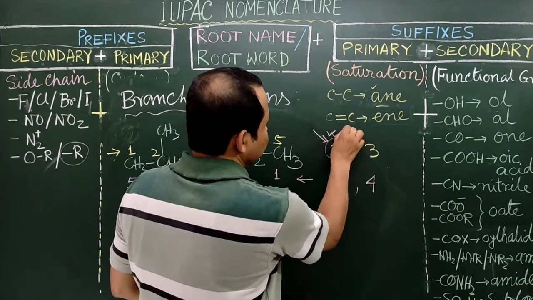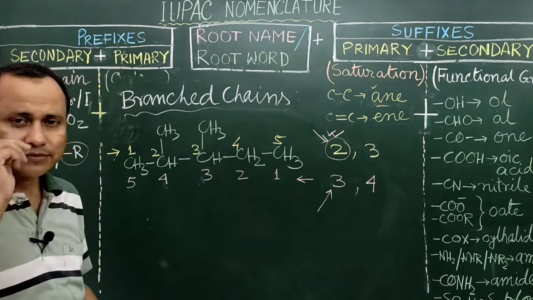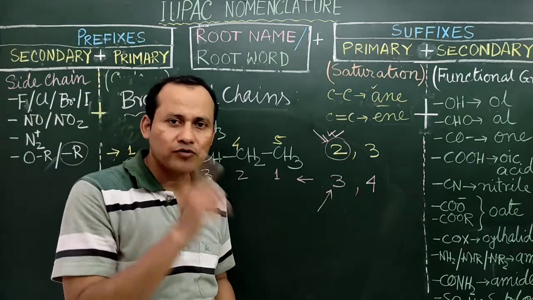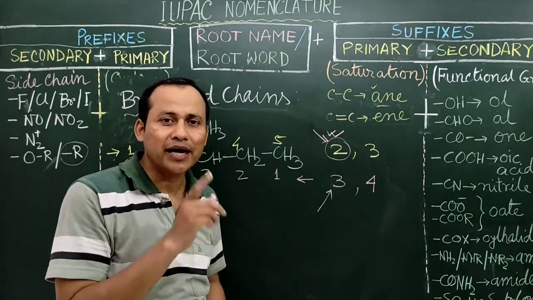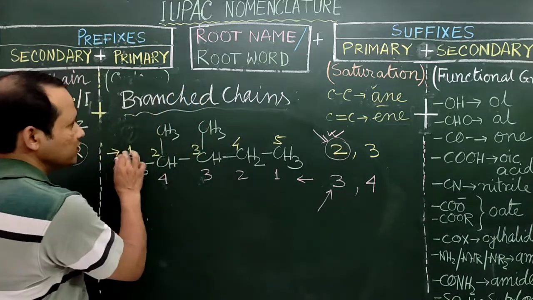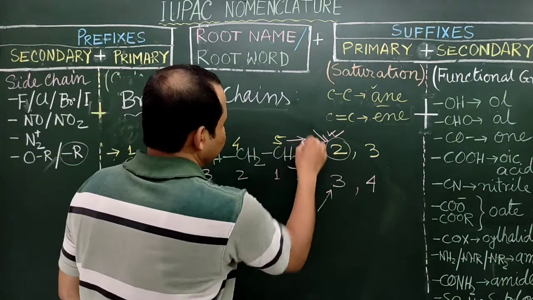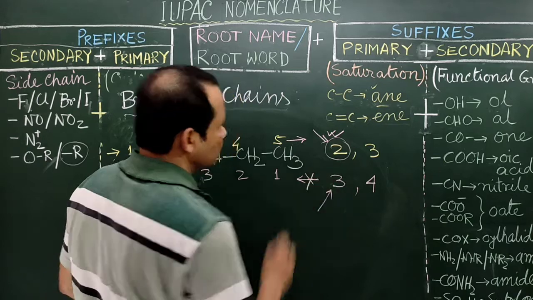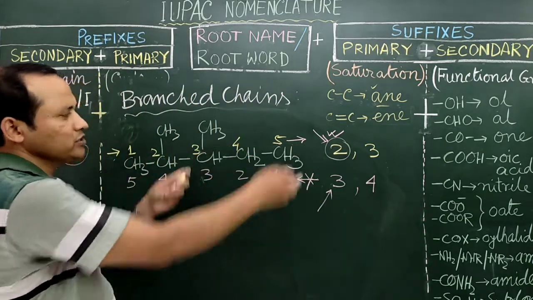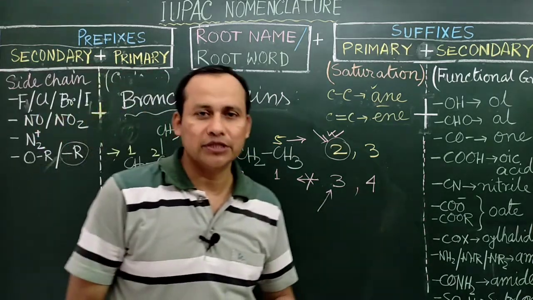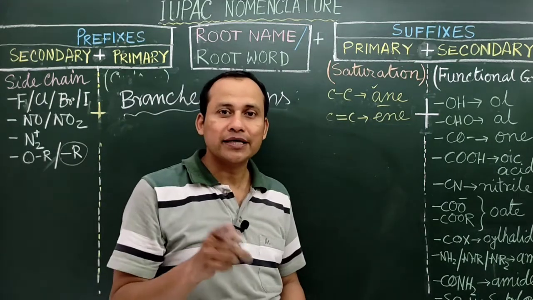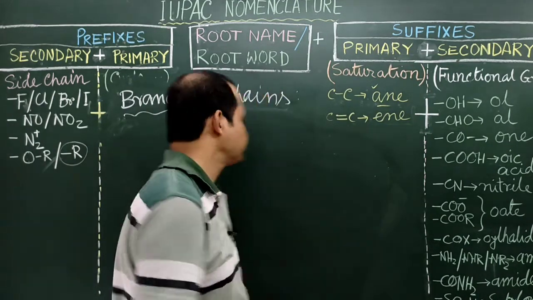So this will be the determining factor from which side we have to give the numbering. So this is the correct way of numbering and this is wrong, and then we shall be able to give the name of this compound. Now we shall discuss another example.